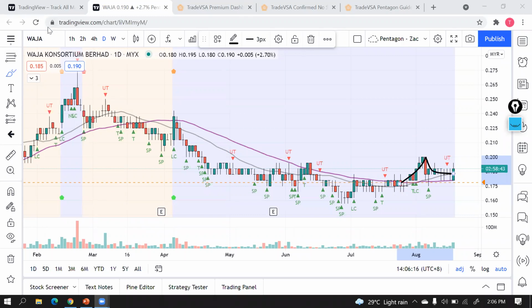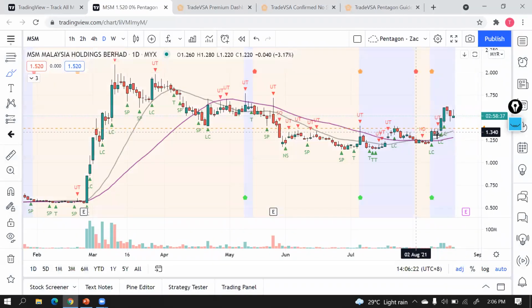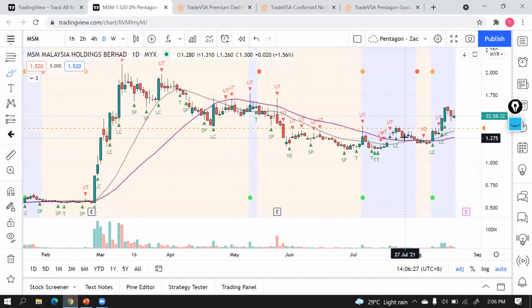Okay, MSM. Let's try MSM. Probably I answer a few more questions, then we will close for today. Yep, MSM I think is a nice reversal type also. It cross with high volume, retest low volume, and volume getting higher. Recently also dropped with low volume too. So it's a good reversal.